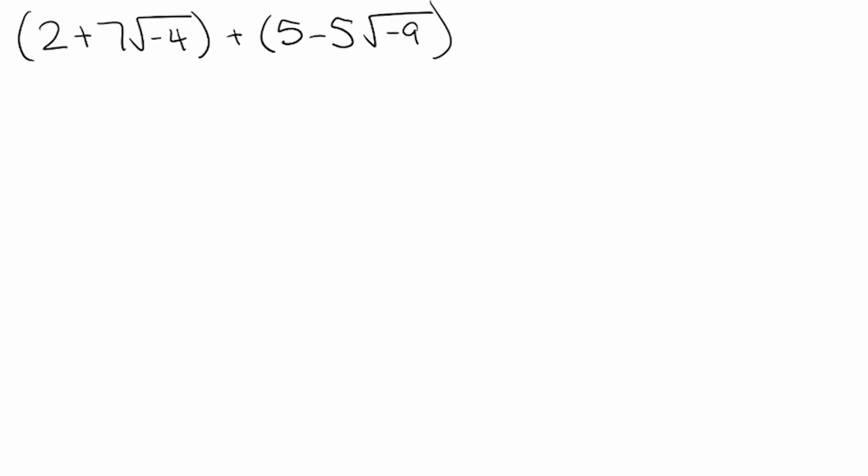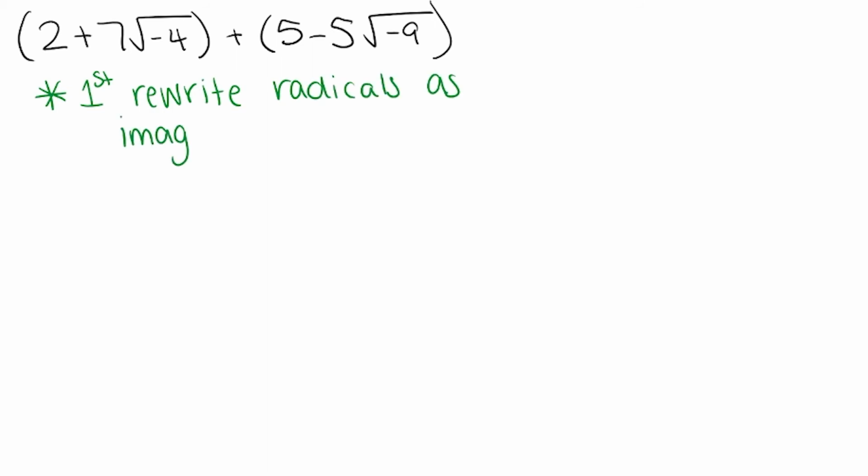Next we have 2 plus 7 square root of negative 4 plus 5 minus 5 square root of negative 9. Now remember in the beginning of this video when I was defining imaginary numbers, we said that i is equal to the square root of negative 1. So the first thing we want to do before we can start combining any like terms is rewrite these radicals as imaginary numbers.